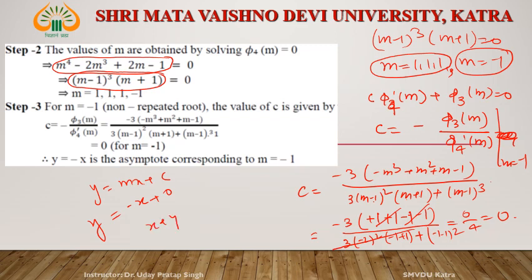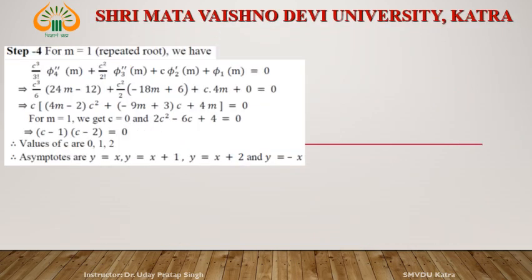That is, x plus y is equal to 0 is the asymptote corresponding to m is equal to minus 1. Now m is repeated 3 times, 1, 1, 1, right? Then if m is repeated 3 times, we have to use this formula: c cube by factorial 3 phi 4 triple dash m, c square by factorial 2 phi 3 double dash m, c phi 2 dash m plus phi 1 m is equal to 0.